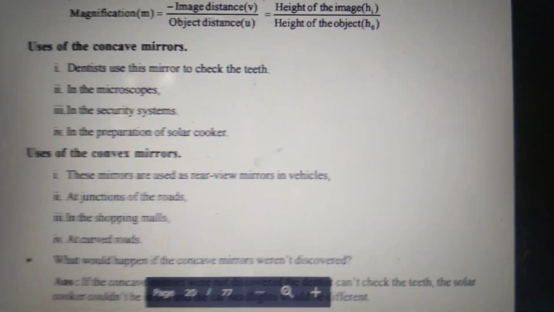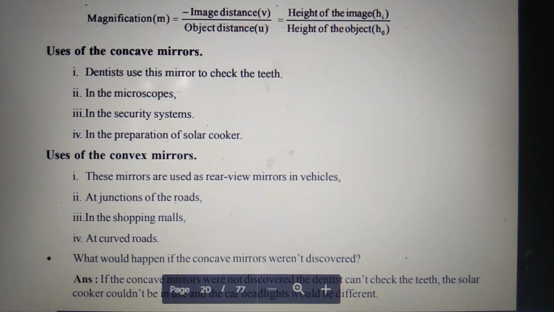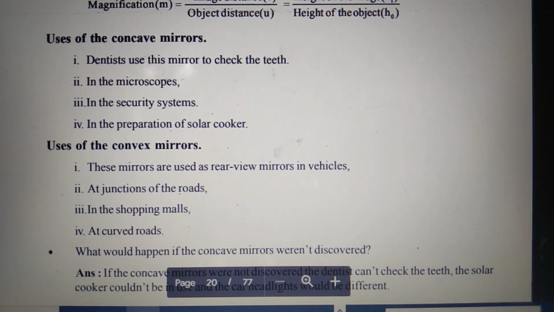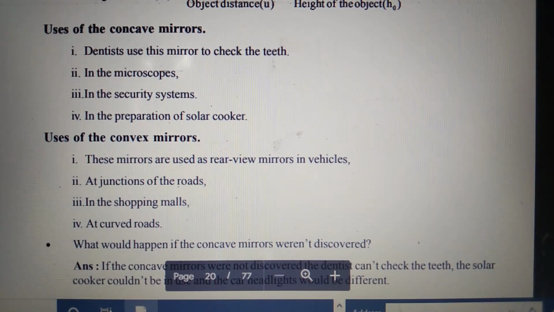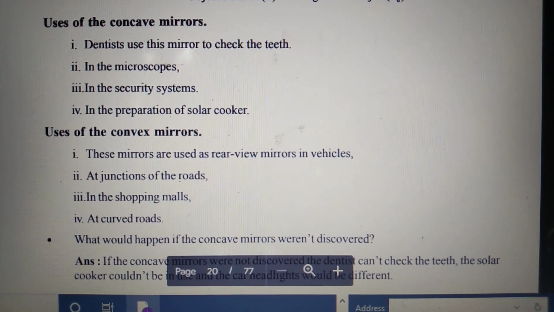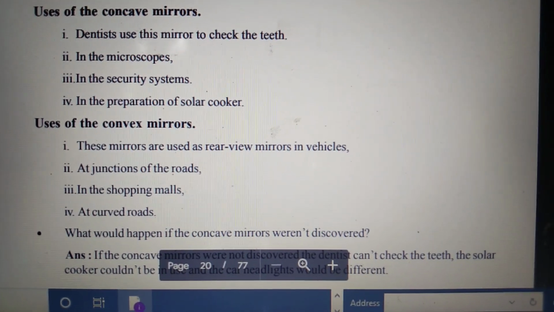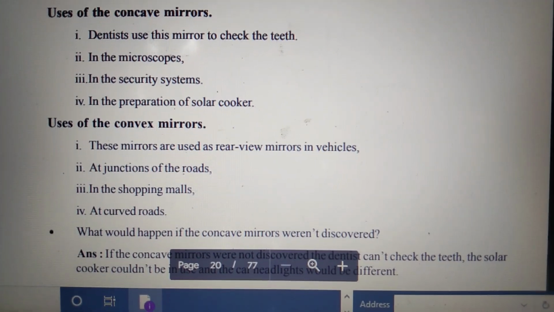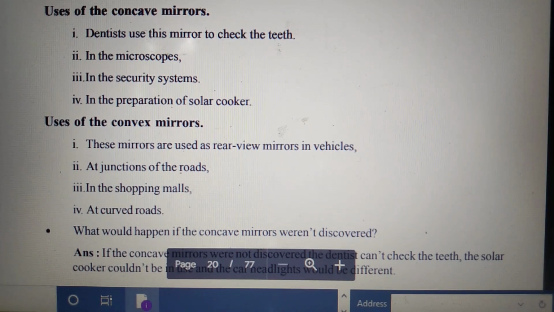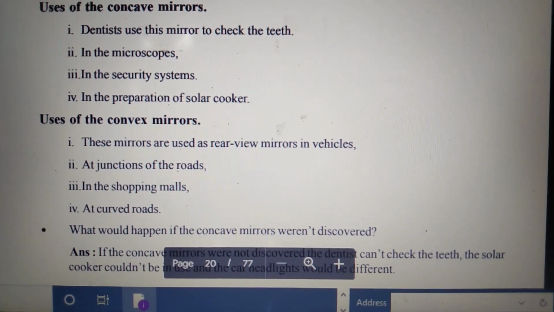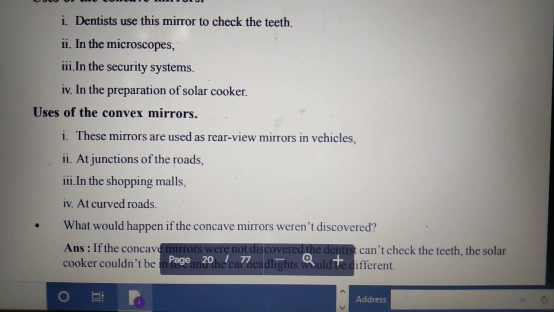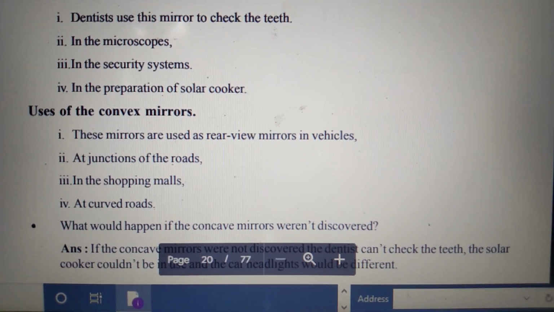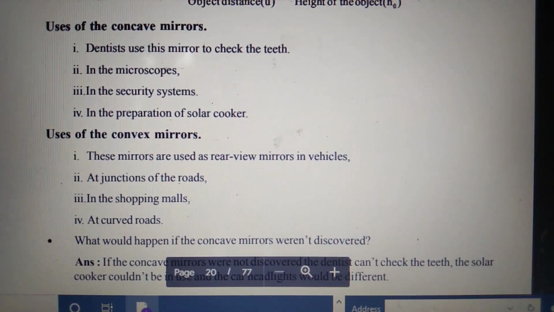And the most important 4-mark or 2-mark question: uses of concave mirror and uses of convex mirror. Nowadays they are asking this question a lot, children. Dentists use the mirror to check the teeth, in microscopes, in security systems, and in the preparation of solar cookers. Those are the uses of concave mirror. Now coming to uses of convex mirror: convex mirrors are used as rear view mirrors in vehicles, at junctions of the roads, in shopping malls, and at curved roads. Okay, children.